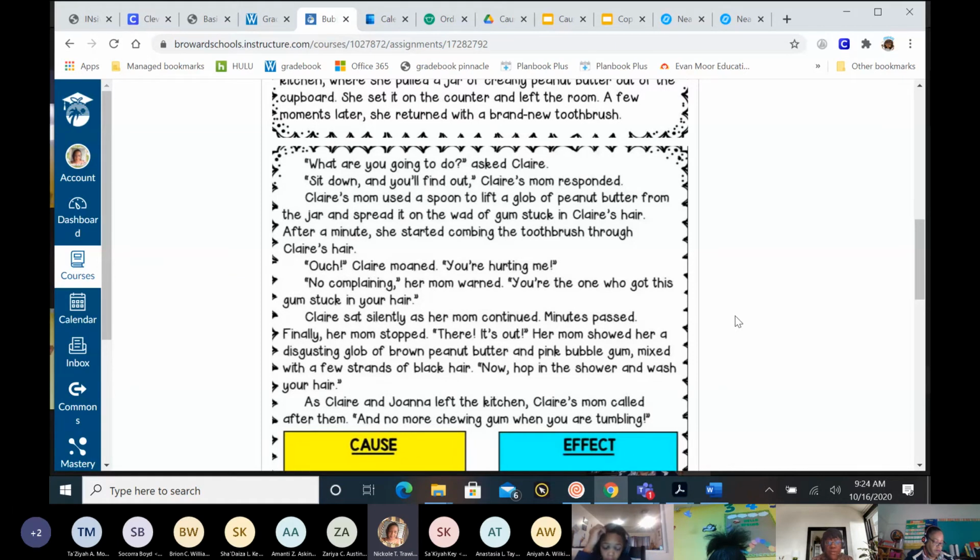There, it's out. Her mom showed her a disgusting glob of brown peanut butter and pink bubblegum mixed with a few strands of black hair. Now hop in the shower and wash your hair. As Claire and Joanna left the kitchen, Claire's mom called after them. And no more chewing gum when you are tumbling.